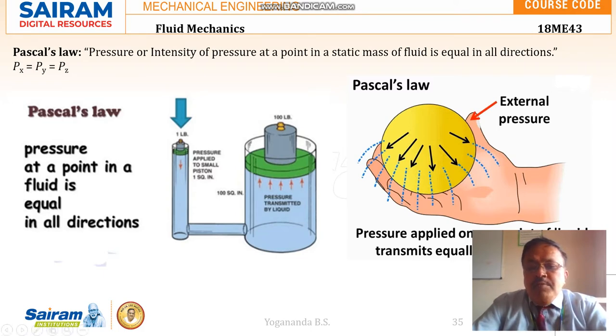One more sketch here: I have a ball, and the external pressure is applied on this ball. The ball has liquid inside. So the pressure applied on one point of the liquid will transmit equally in all the directions.